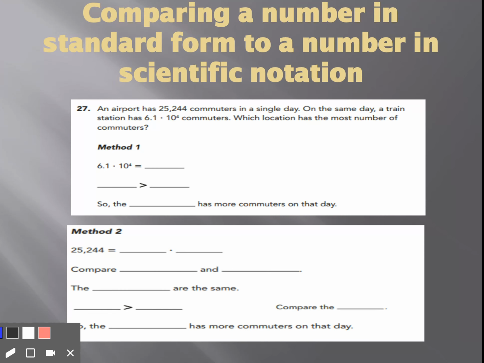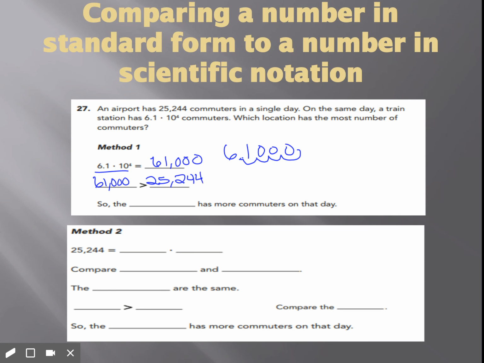So method one, I'm going to transform my scientific notation into standard form. So 6.1 times 10 to the fourth, I'm moving my decimal point 1, 2, 3, 4 spaces to get 61,000 here. So 61,000 is definitely greater than 25,244. So on that day, the train has more commuters.